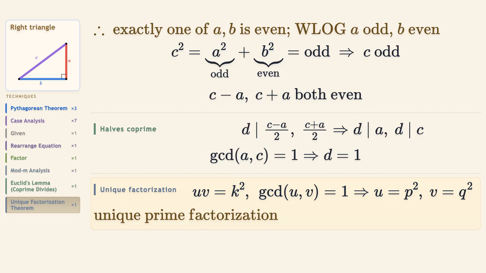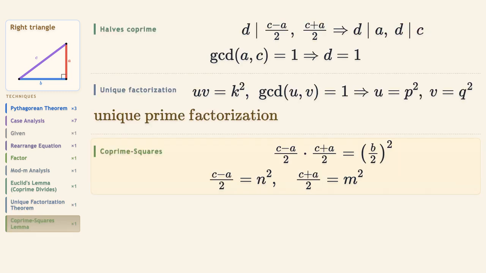We need a classical number theory lemma. If u times v is a perfect square and u and v are coprime, then u and v are each perfect squares. The proof is unique prime factorization. A prime appearing in u cannot appear in v, so its total exponent in k² equals its exponent in u alone, which must be even.